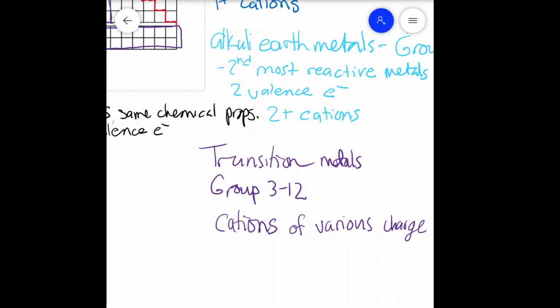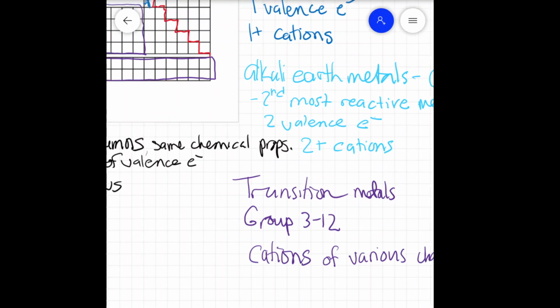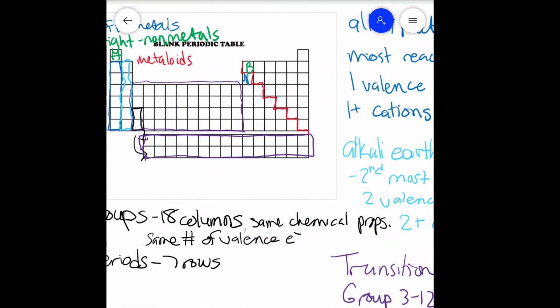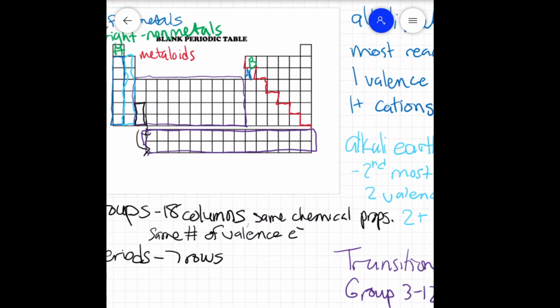They're not just going to form one. That's where that ion chart comes into play, and that's why you have the Roman numerals, because for instance, iron will either form a 2+ or a 3+ cation. So you never really know what charge the transition metals are going to have.